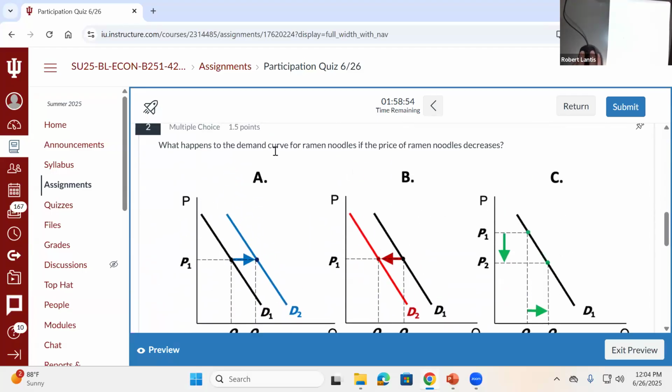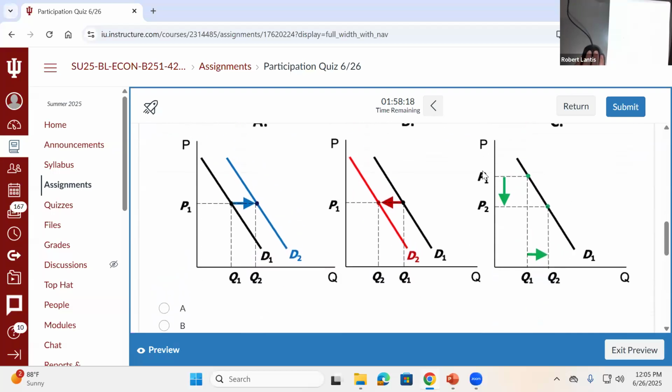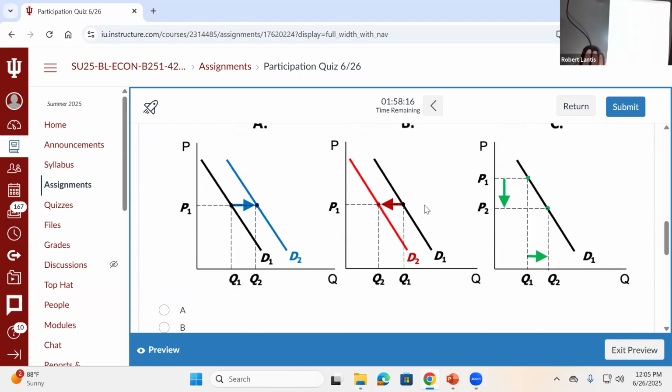And then here, what if I've got the demand curve for ramen noodles and the price of ramen noodles decreases? Well, the price of ramen noodles, that's not one of these other things. It's not the number of buyers. It's not income. It's not the price of other goods. It's the price of the good itself. So if I see a change in the price of the good that I'm looking at the market of, that is just moving me to different points on the demand curve. Exactly. Movement along. So there, I'm just moving to a different point on my demand curve. So C would represent that. Okay.